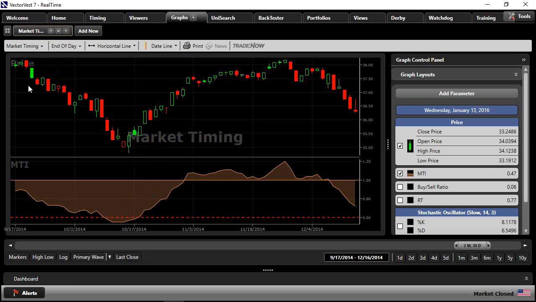We track almost 8,000 stocks, and we feel that the VectorVest composite gives us a much better representation of the overall market than just 30 stocks in the Dow or 500 in the S&P. Great indices, but we kind of wrap all of the major indices up, and we use the VVC as our broad market index. The bottom indicator is the MTI, the market timing indicator.